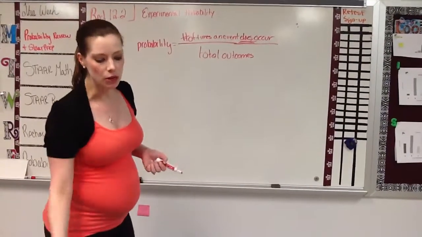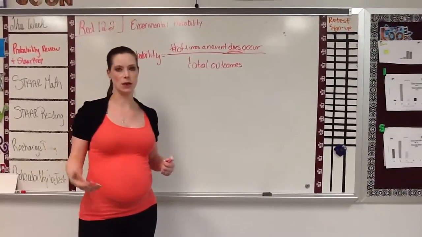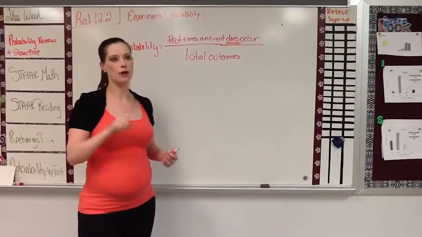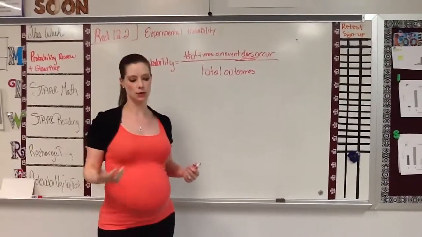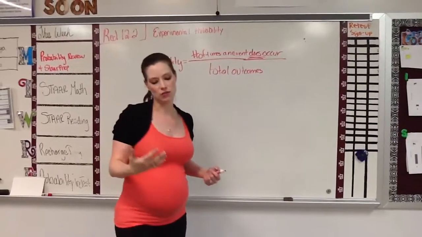So when you're doing experimental probability, you actually did an experiment, and you're doing the probability. You're counting up, okay, how many times did I roll a 1? How many times did I roll a 3? When you're doing your book, they'll give you the data.